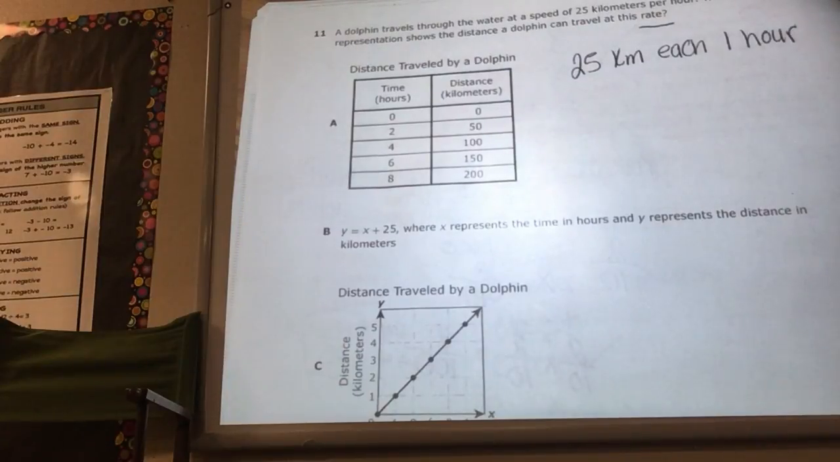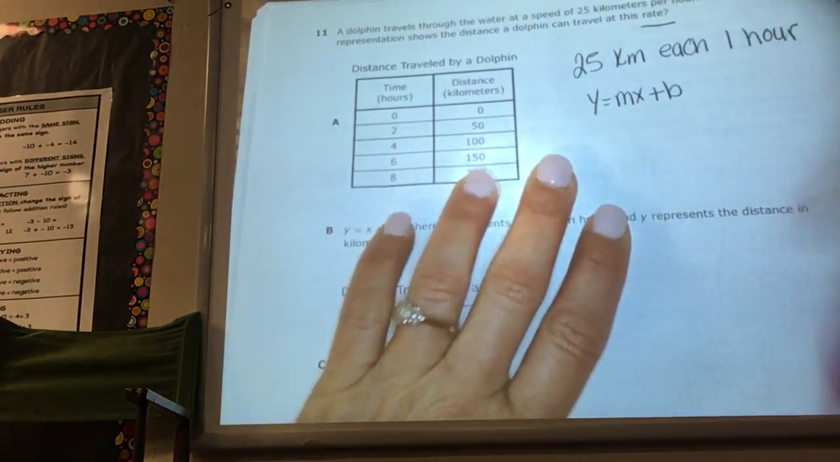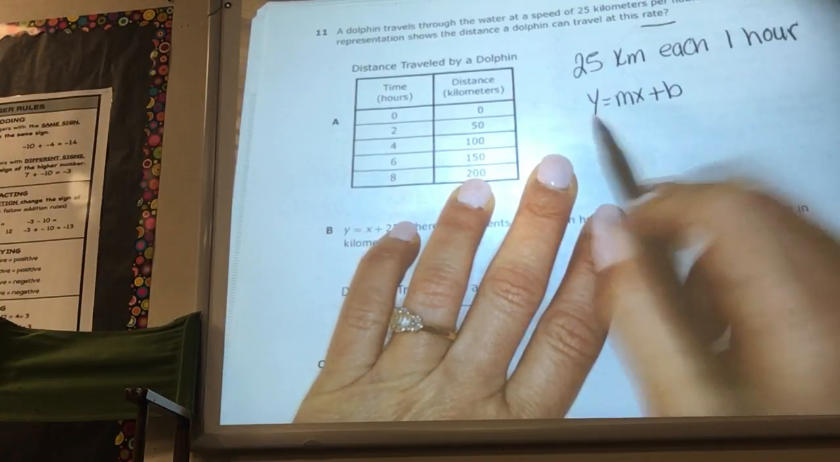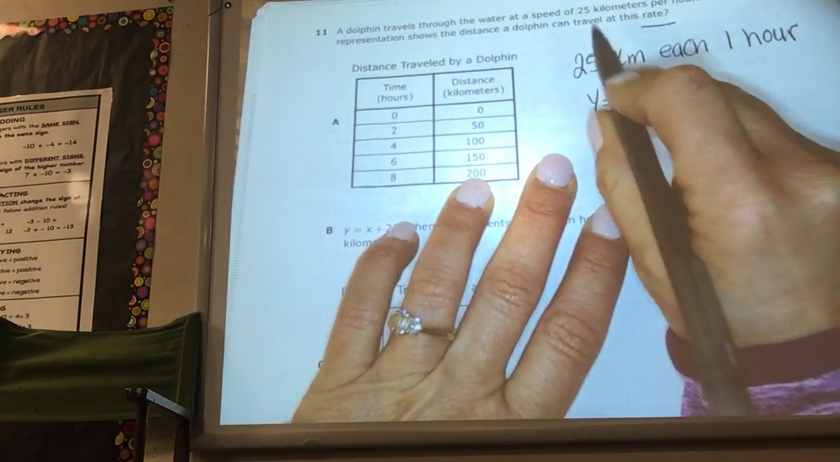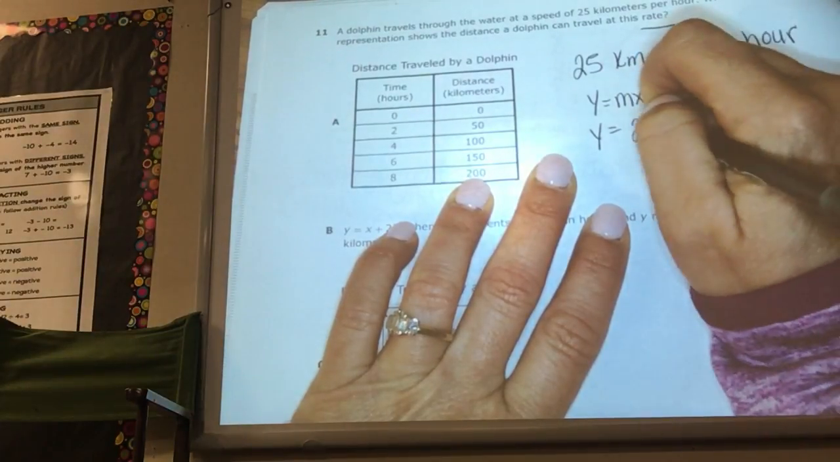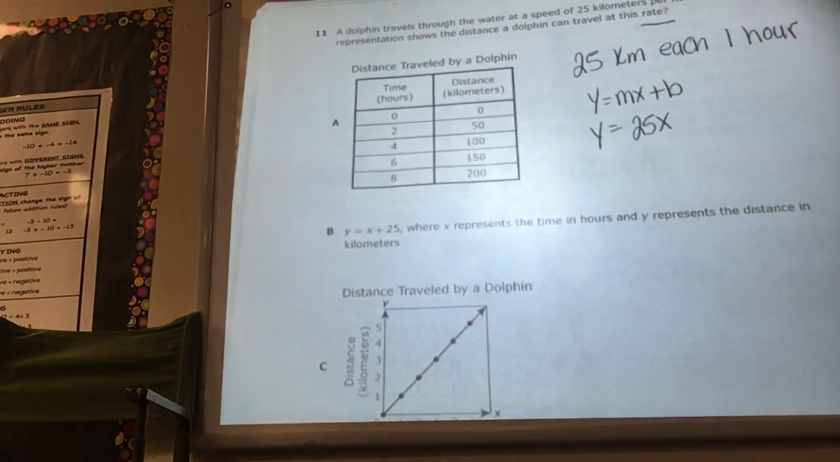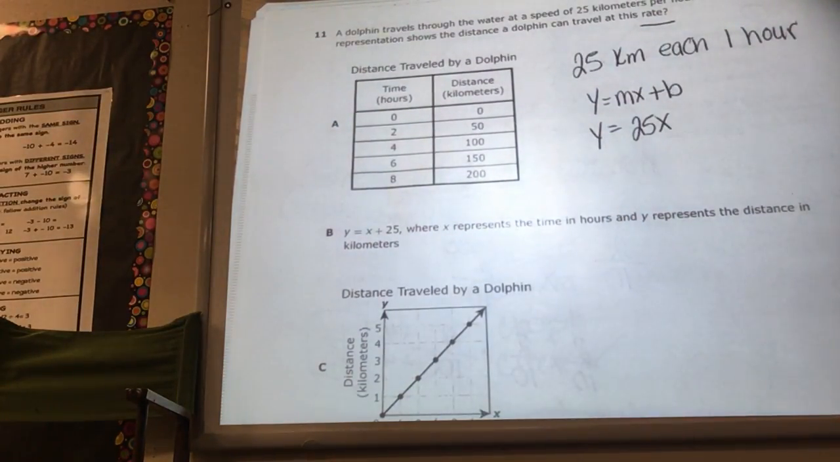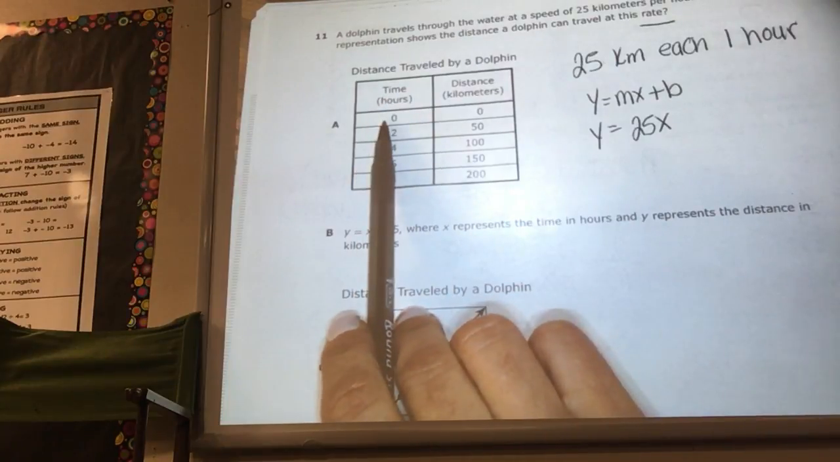Okay, we could still write this as y equals mx plus b, where y is our total that we don't know, and our rate, since it's 25 kilometers per hour or each, our rate, which is our m, is going to be 25, and we're going to put an x next to that. We don't have a plus b because there's no initial or starting value, so we could just put y equals 25 times x.